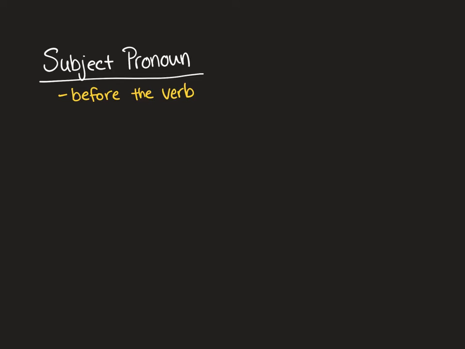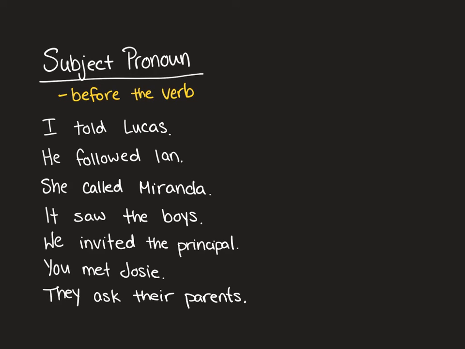In our last lesson about pronouns, we learned about subject pronouns. Subject pronouns come before the verb in the sentence because they're part of the subject and not part of the predicate. In these sentences, we'll see that the subject pronoun comes before the verb. I told Lucas. He followed Ian. She called Miranda. It saw the boys. We invited the principal. You met Josie. They asked their parents.